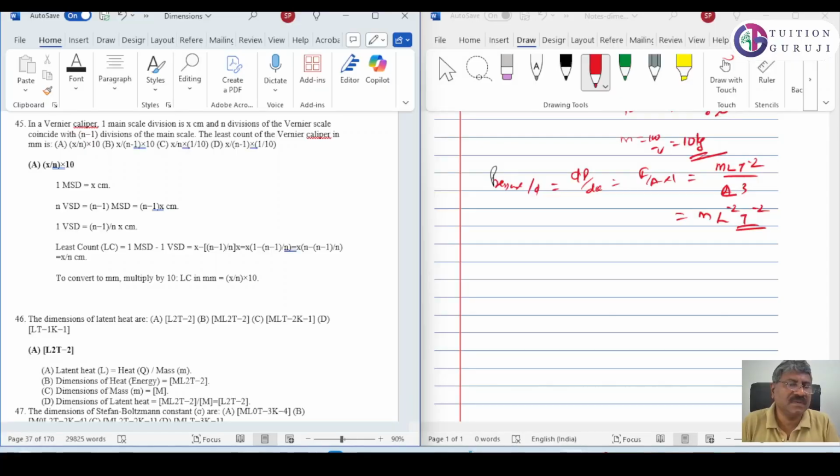So we know one main scale division is x centimeter. So n times Vernier scale division is equal to n minus 1 MSD. So 1 VSD is equal to (n minus 1) divided by n times x centimeter. So least count, we know, 1 main scale division minus 1 VSD, that is x minus (n minus 1) by n x. So we will get x by n centimeter. To convert it into millimeter, you have to multiply it by 10.